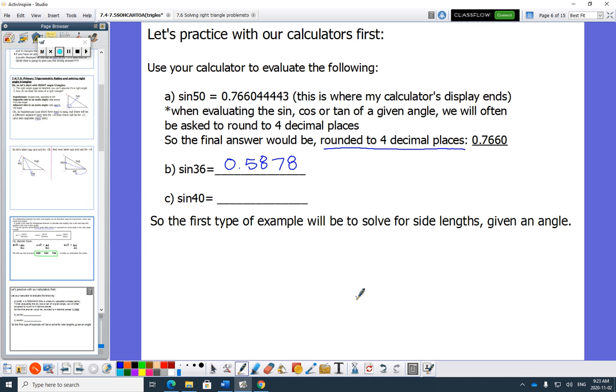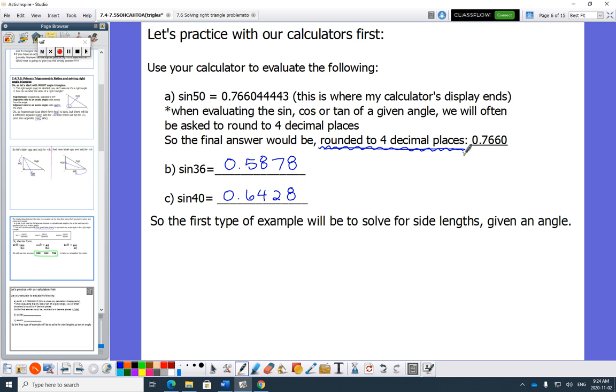Okay, so you have to round up because it's 77. Sine 40, same thing. You have to round up. Yes, because it's usually 4 for side lengths or in a question like this. So whatever it says in the question, make sure that you round to the appropriate number of decimal places.